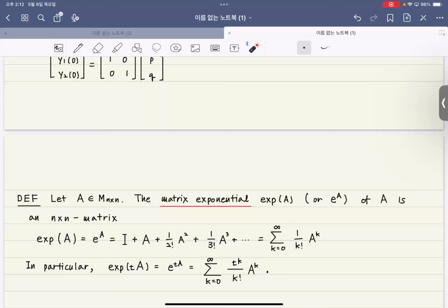But we seldom use exp of A. What we use most of the time is exp of not just A, but some constant t times A. If I put this additional t here, replacing A by tA, then this is going to be my expression. So this is the matrix exponential.